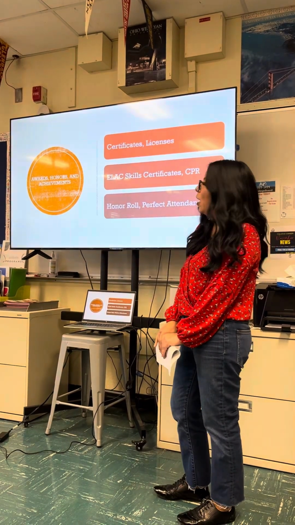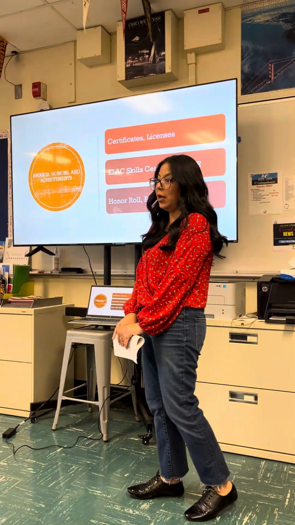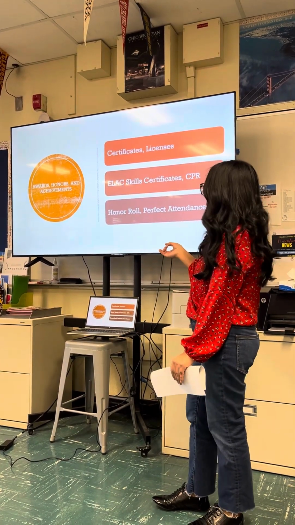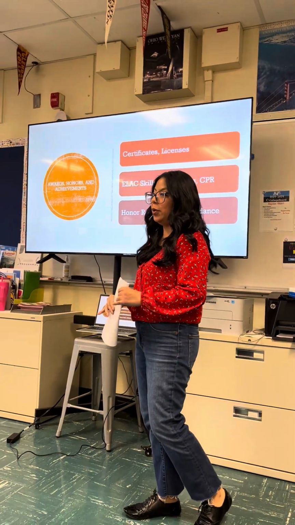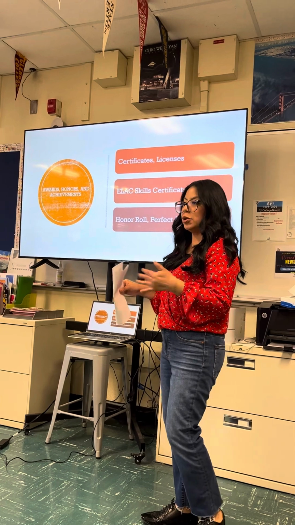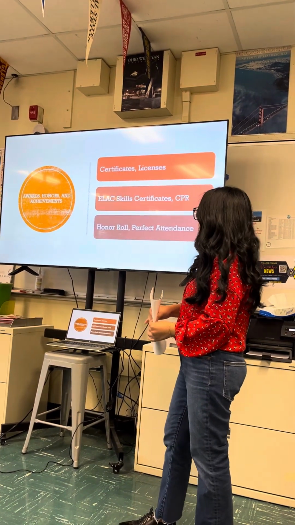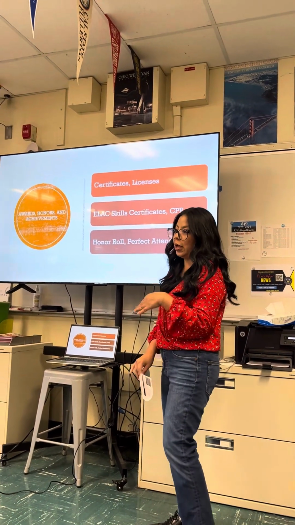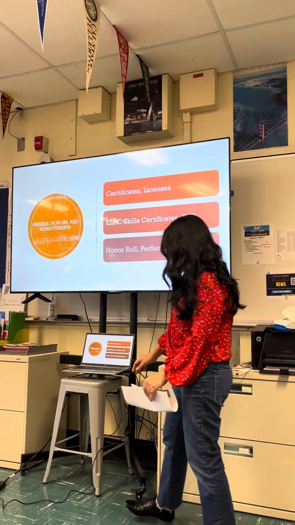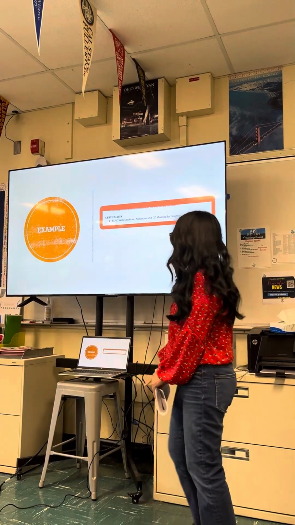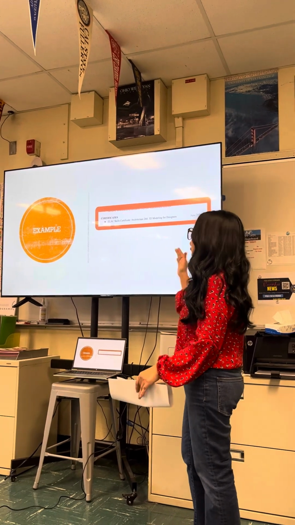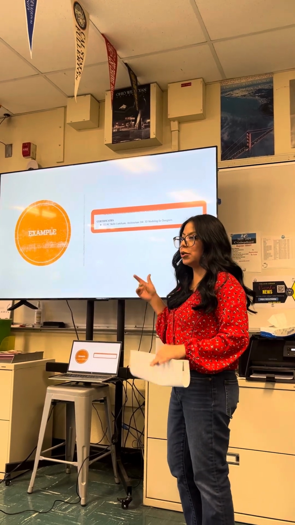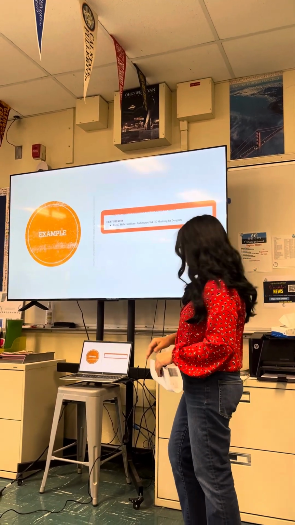For the area of awards, honors, and achievements, you want to make sure that you list any certificates, licenses. If you're in the dual enrollment program, you also want to highlight any certificates you get from that. CPR, honor roll or perfect attendance, it's recommended that you put under the awards and honors section. This is an example of how it would look. You would just put certificates, bold it, then put a bullet point, and list the different certificates or awards that you received.